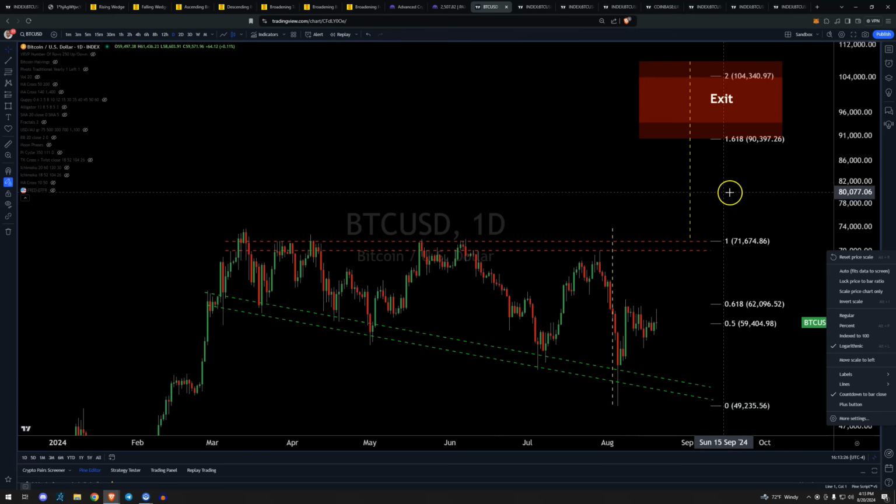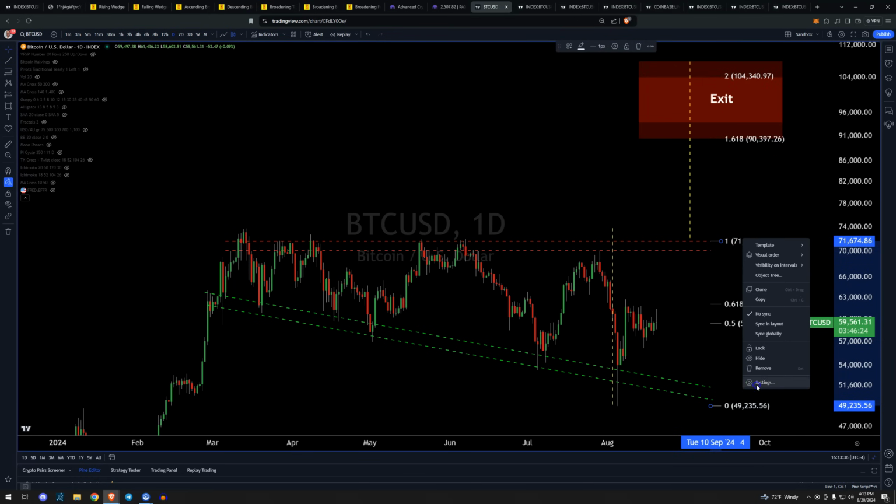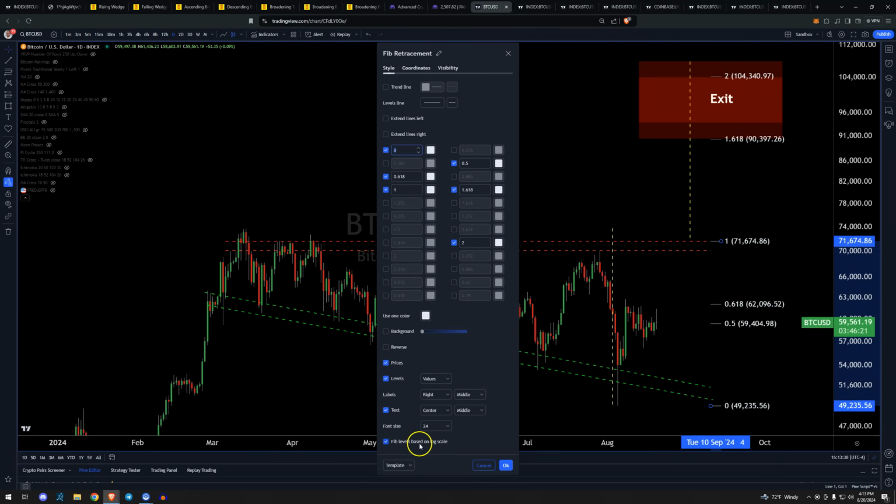I'm on log scale. The next thing I do is add the fibs. You can go on the top left, fib high to the low. It gives you the levels. My fibs might look a little different than yours. I am using the fib levels based on log scale all the way at the bottom of the fib settings.